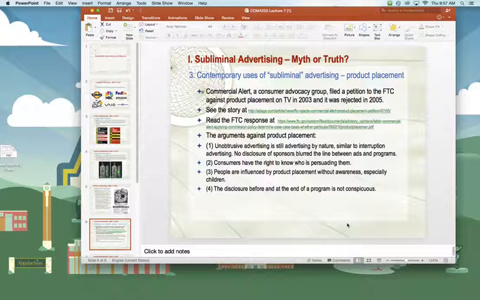People are influenced by product placement without awareness, especially children. And this is because of usually media literacy, and what media literacy does in terms of recognizing what is content on television, for instance, and what is sales within that. And again, as new studies are coming out, this is more of a streaming generation. Even as college students, I can't really talk to too many people that have cable, because not many people have cable, and that's going to be the same with younger and younger audiences. There are also people who stream, in which case it makes things harder to advertise. And the disclosure before and at the end of the program is not conspicuous as well.